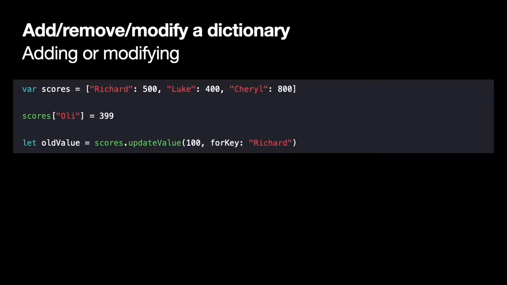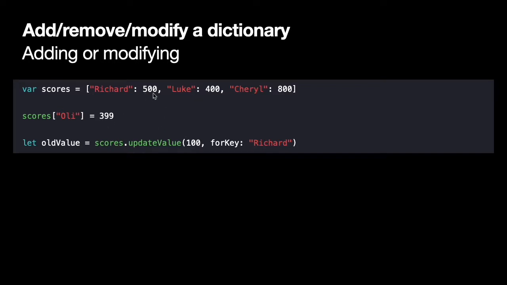Here are 2 ways to add new values to a dictionary. First, we create our dictionary with our dictionary literal, and then we're going to add a new value where the key is oli and the value is 399. Keys in dictionaries are unique, so if oli already existed, then we would update its value with 399. However, the key oli does not exist, so instead we will add a new 4th element to this dictionary, where the key is oli and the value is 399.